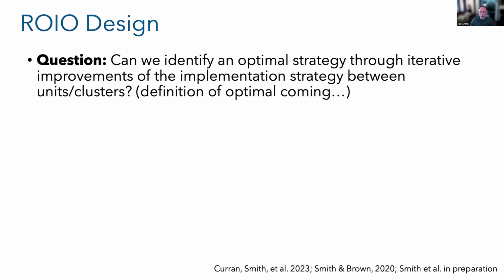So what a ROIO does is it helps you answer the question, can we identify an optimal implementation strategy through iterative improvements between units and clusters? You can imagine the definition of optimal can differ. So you definitely need to define what data you're taking into consideration when determining which of the strategies is optimal. But we'll get to that in a second.